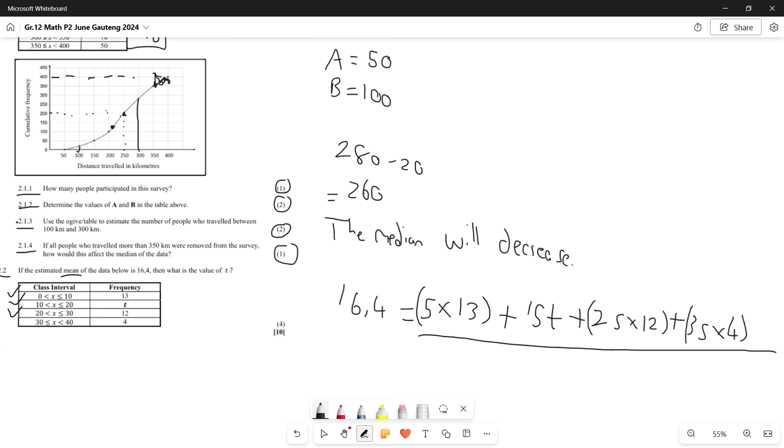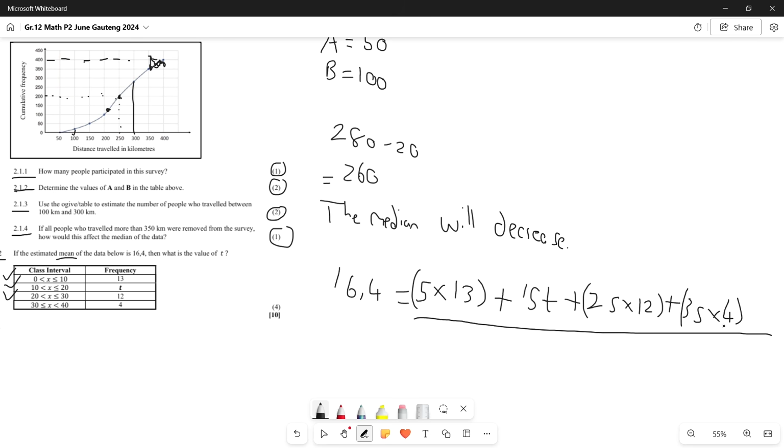So a reminder that the mean is all the values added up divided by the amount of values in the data set. So what we're doing is taking the midpoint because we want the average multiplied by the amount of people that took this test, for example, or whatever we're measuring. And then the average equals the total divided by the amount of people that we have. We have to then add up everything at the bottom. So 13 plus t plus 12 plus 4 is all going to go to the bottom.